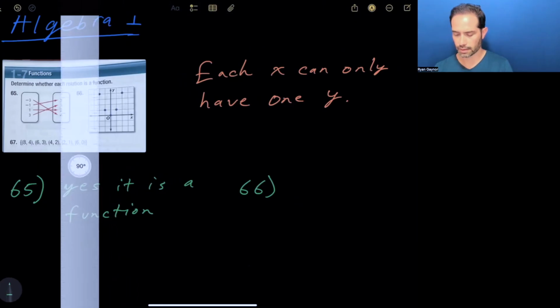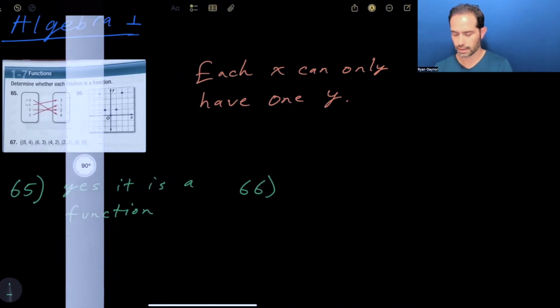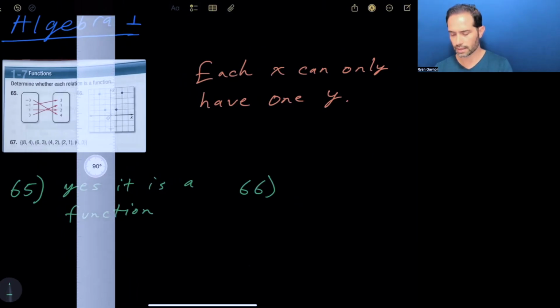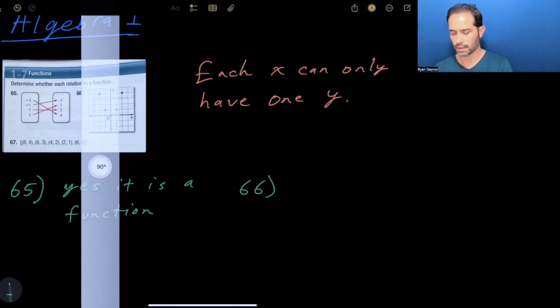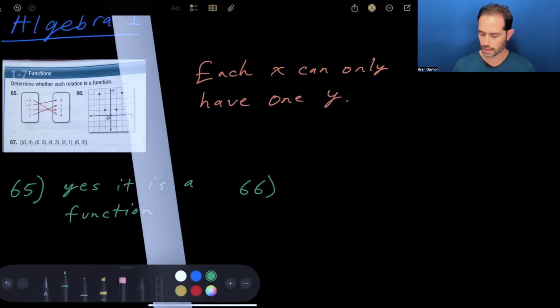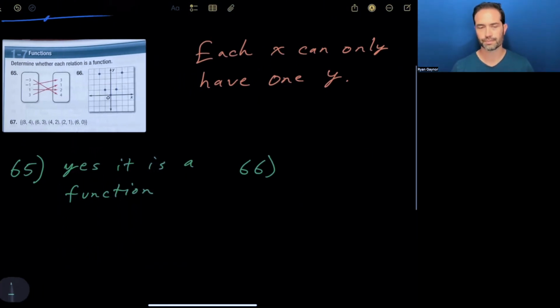So see how it's crossing once right there. Then again, it's crossing once. Then again, it's crossing once. Then again, it's crossing once. And then again, it's crossing once. So this is definitely a function.